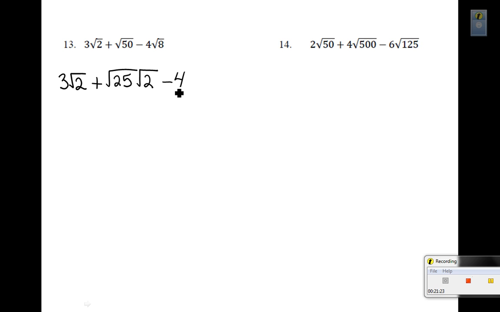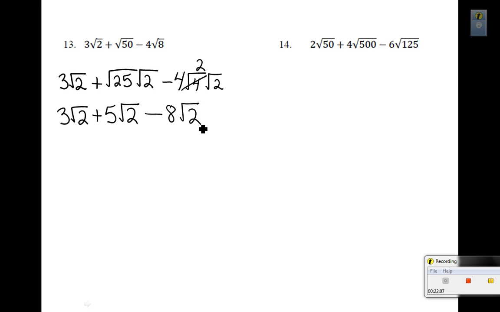Now look at the square root of 8. Is there a number in there that you know the square root of? Yep. The square root of 4 times the square root of 2. So I wrote them all as radicals. Here's my next step then. 3 radical 2 does not reduce. Plus, to reduce radical 25 times radical 2, square root of 25 is 5 radical 2. Now on this one, the square root of 4 is 2. 4 times 2 is 8 radical 2.